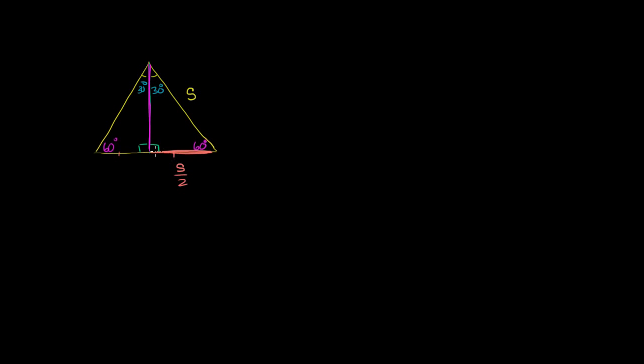So if this is S over 2, the shortest side, the side opposite the 30 degree angle is S over 2, then the side opposite the 60 degree angle is going to be square root of 3 times that. So it's going to be square root of 3 S over 2. And we know that because of the ratio of the sides of a 30-60-90 triangle. If the side opposite the 30 degree side is 1, then the side opposite the 60 degree side is going to be square root of 3 times that, and the side opposite the 90 degree side, or the hypotenuse, is going to be 2 times that. So it's 1 to square root of 3 to 2.